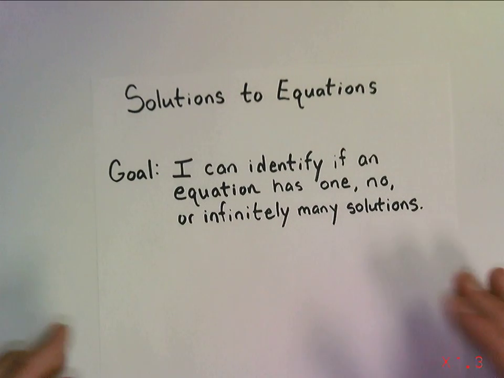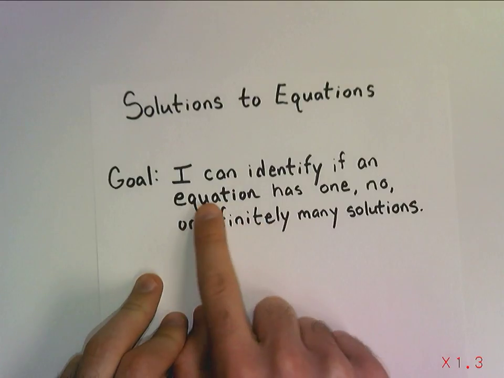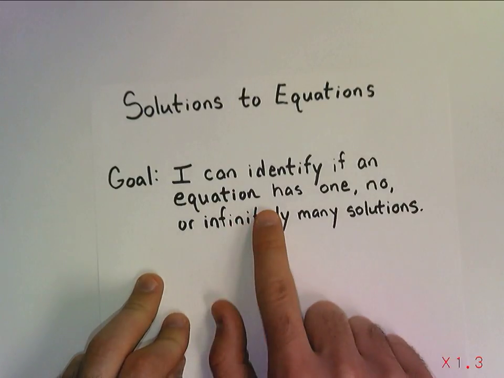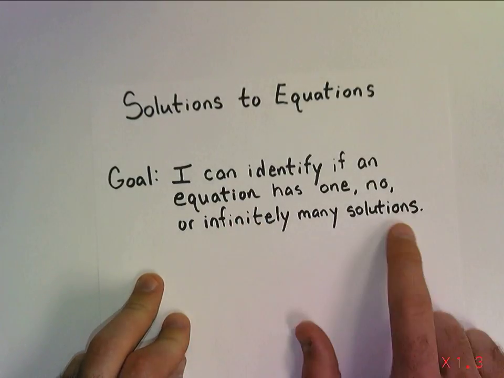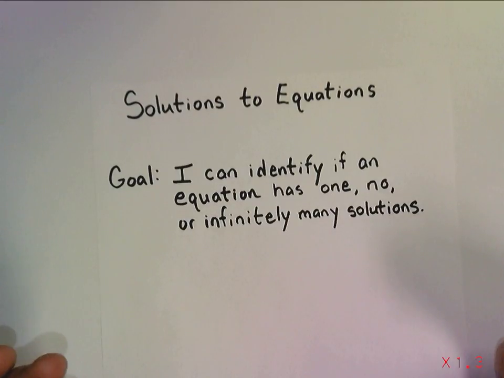And then just a quick recap of what our goal was today. Remember, we were looking at solutions to equations, and our goal was I can identify if an equation has one, no, or infinitely many solutions. So hopefully after watching this video and completing the foldable for your notebook, you're well on your way to understanding the different types of solutions that there can be to equations.